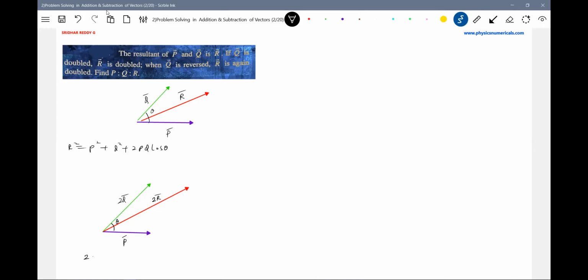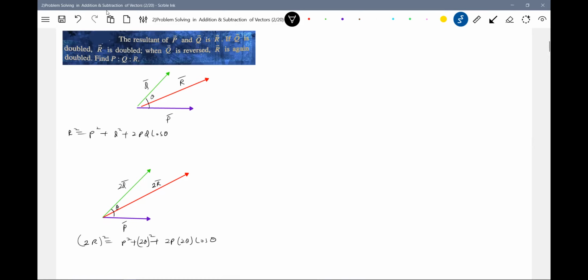So looking at this, what is the equation you can write? (2R) whole square equals P square plus (2Q) whole square plus 2P(2Q) cos theta. Let's expand this one. The expansion of this equation will be 4R square equals P square plus 4Q square plus 4PQ cos theta. Let me call the earlier one equation 1, and I'll number this equation 2.